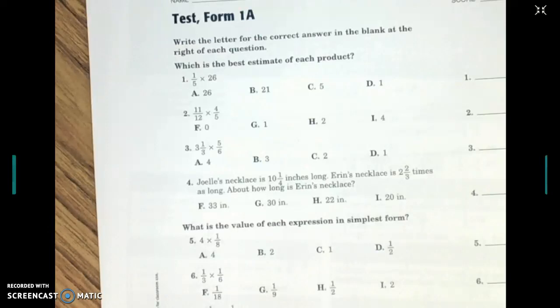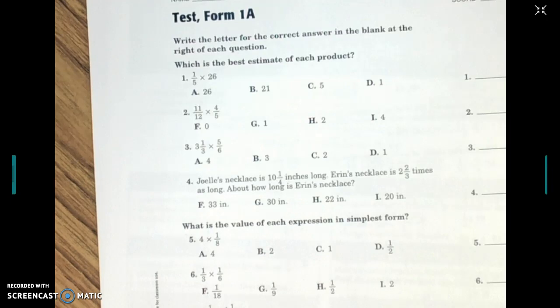Okay, this is our Chapter 4 study guide. So let's see how you did. Which is the best estimate of each project?